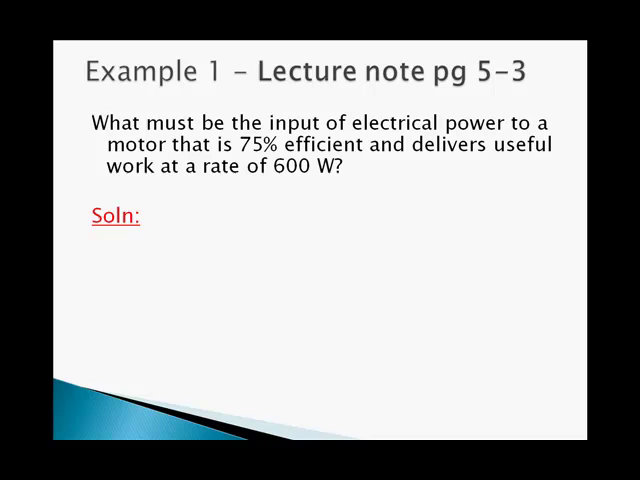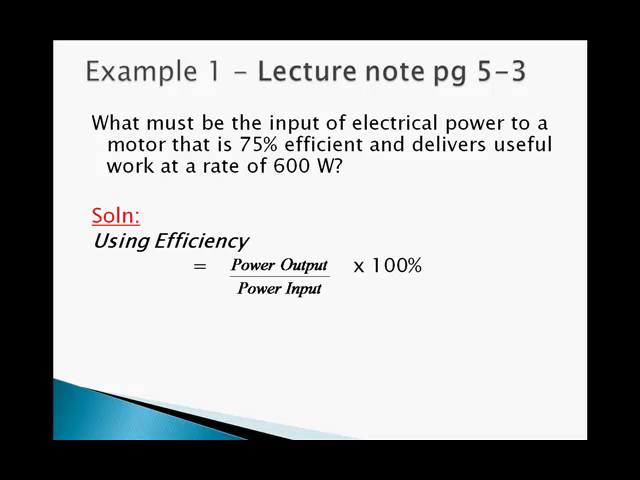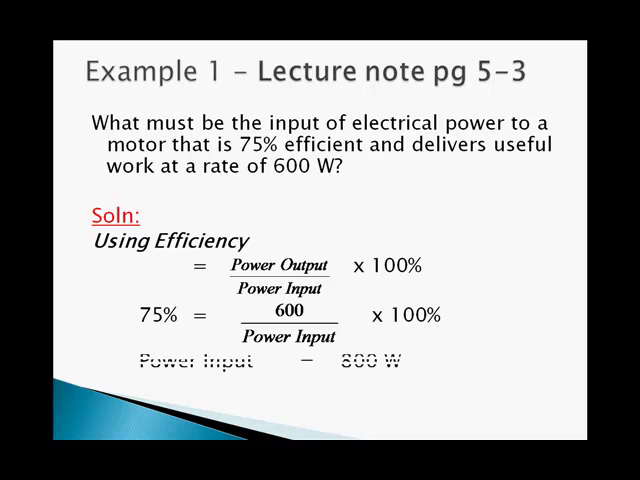So now let's look at example 1 from the lecture notes, page 5-3. What must be the input of electrical power to a motor that is 75% efficient and delivers useful work at a rate of 600 watts? Can you share with me your answer? Teacher, just now we learned power output over power input times 100% is efficiency. So in this case, we know that efficiency is 75% as given in the question. And I think the useful work, that means the power output, is 600 watts. And we substitute in and we should be able to get the power input. Oh, okay. It's 800 watts.